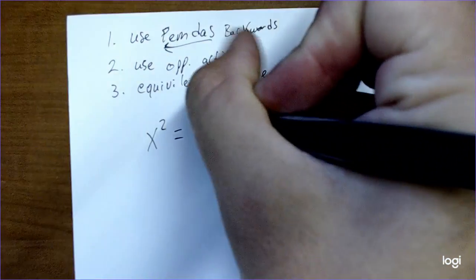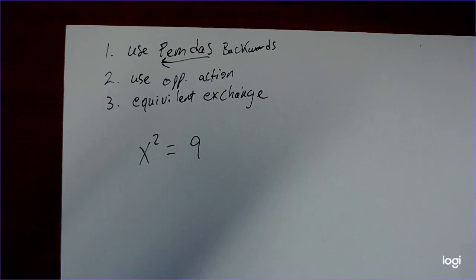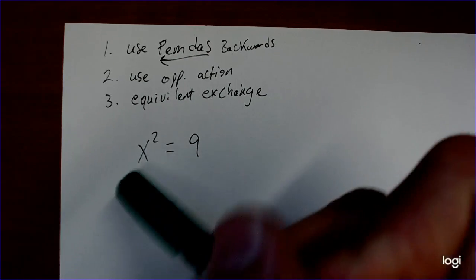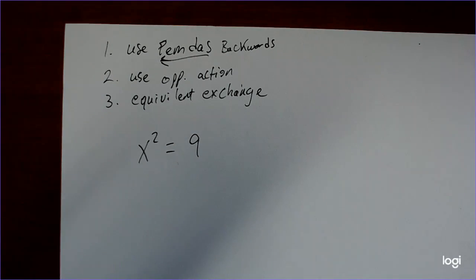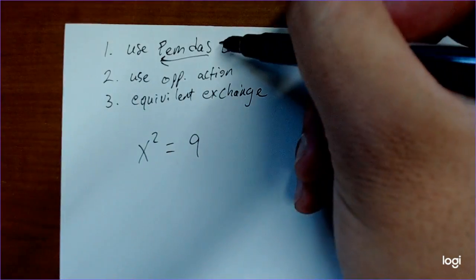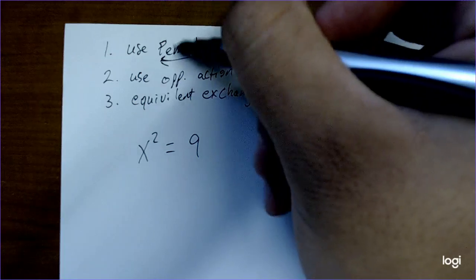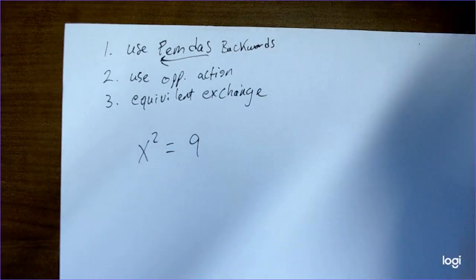Let's say we've got x squared is equal to 9. My goal in the equation, don't forget your goal, is to get the variable all by itself. Now, you may think, hey, the variable is all by itself. Wrong! There's a 2 right there. That 2 needs to go away. Using PEMDAS backwards, there's no addition, subtraction, multiplication, or division, but there is an exponent, the exponent being x squared.